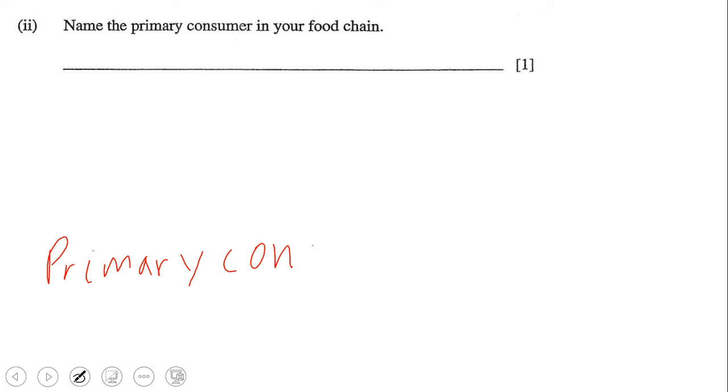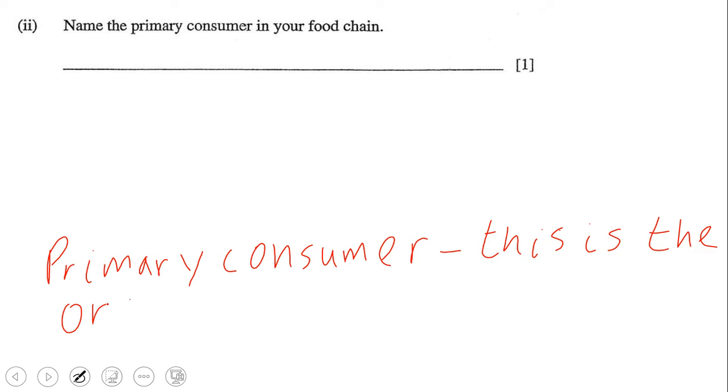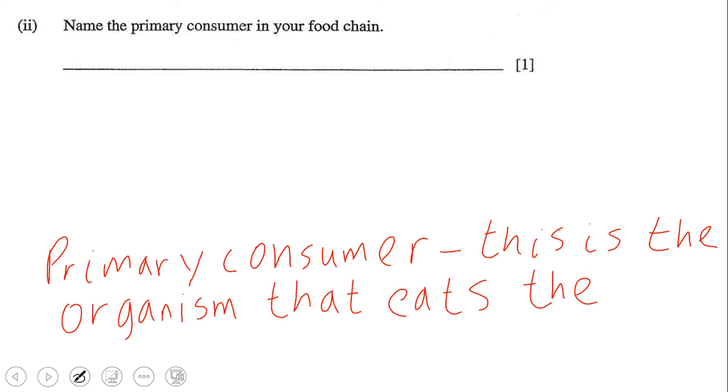The primary consumer is the organism that eats the producer, or that eats the plants.